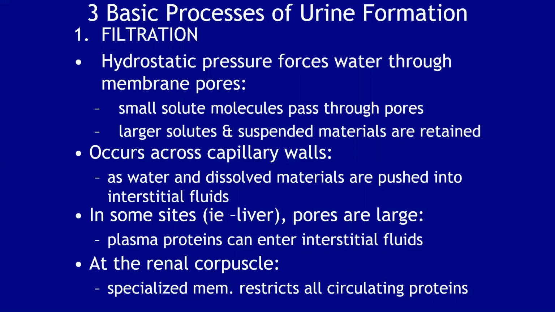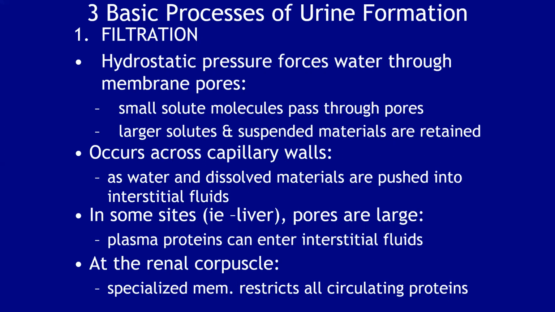All right, so how do we make urine? There are 3 steps to the making of urine, and we're going to start with the first step at the renal corpuscle. And this is where we have filtration. So it's hydrostatic pressure based on your blood pressure that is going to force water through the membrane pores of the capillaries. And so the larger solutes and other materials are going to be retained.